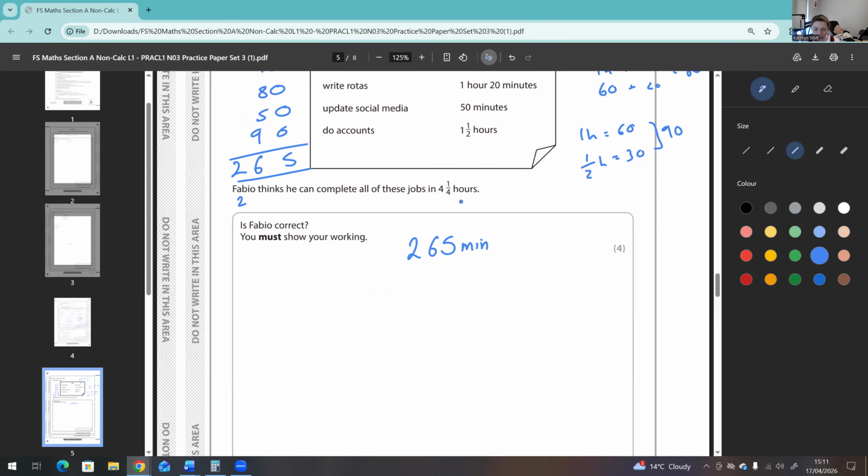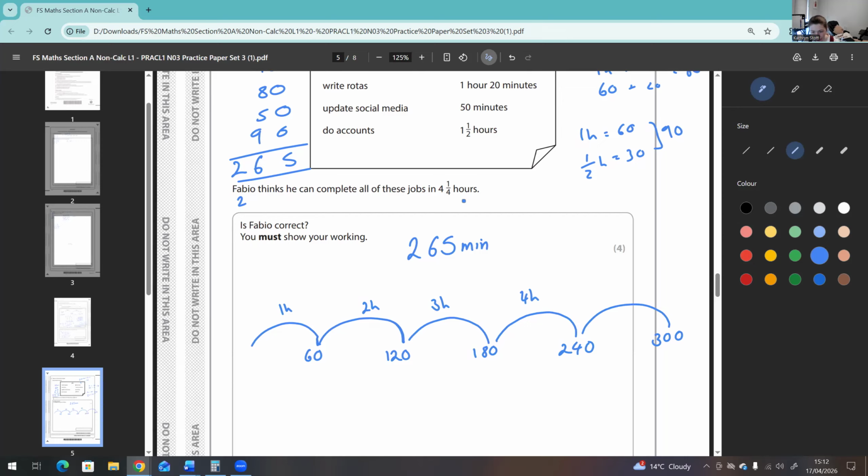We want to have it in hours now. So one method we could do is we could kind of count up in hours. So we know that 1 hour is 60 minutes. 2 hours is 120 minutes. 3 hours is 180. 4 hours, 180 plus 60 would be 240. And another is going to take us to 300 minutes. So that's 1 hour, 2 hours, 3 hours, 4 hours, and 5 hours. So if we can get to 240, we know that's 4 hours.